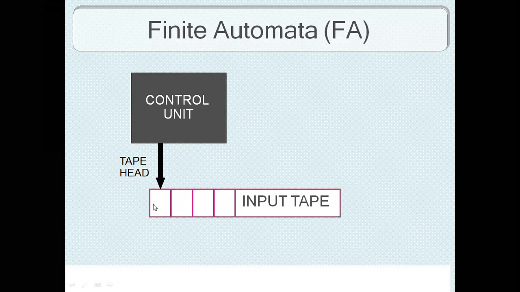So input tape consists of a string on the input tape, and this input tape can be divided into a sequence of cells. Each cell is filled with one symbol, and this is the read only head. We can read each input symbol from the left end, and that symbol is given to the control unit, and the control unit can process that particular string, and we can change the state. This is the control unit.